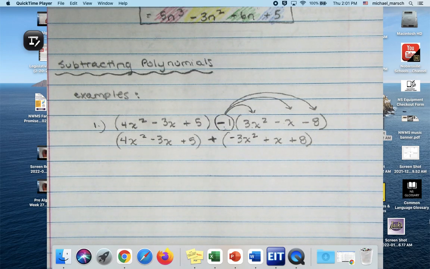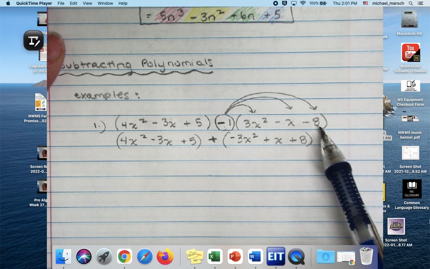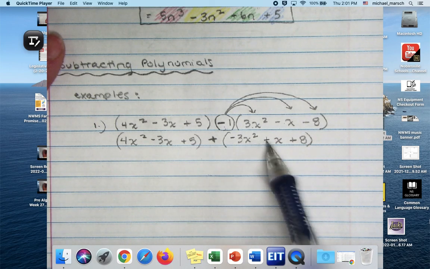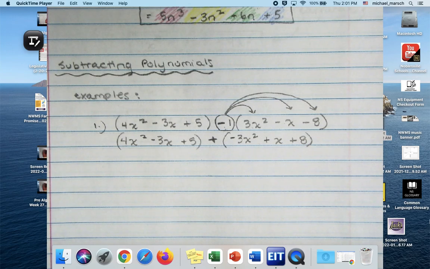Yes, Kike? Why did you add an addition sign? Because after distributing this -1, I've changed all these values, and now I can just add these as they are with their new symbols. Yep. That's how you do it.